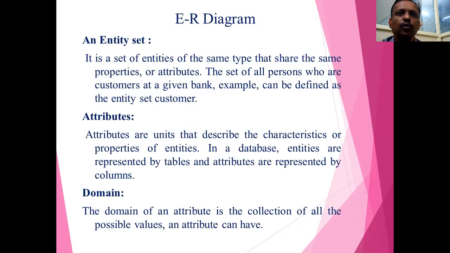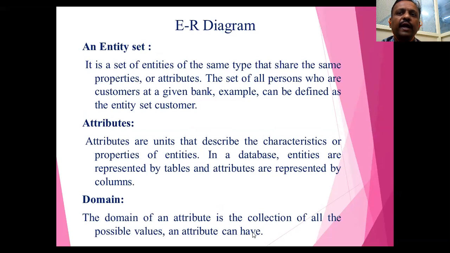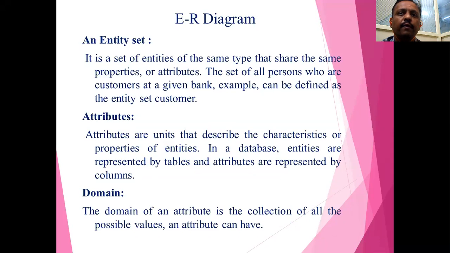Domain. The domain of the attribute is the collection of all the possible values an attribute can have. What is domain? Domain means, suppose in a class there are 10 students. So the values of student number, 1 to 10, is a domain.